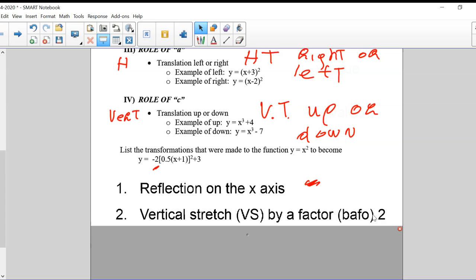Okay, Kayla's asking, how come? Are you asking how come for the horizontal stretch or for the vertical stretch? Which one are you asking about, Kayla? Horizontal, yeah, that's the one that's a little bit harder to wrap your head around.